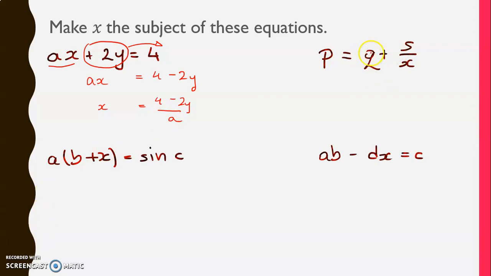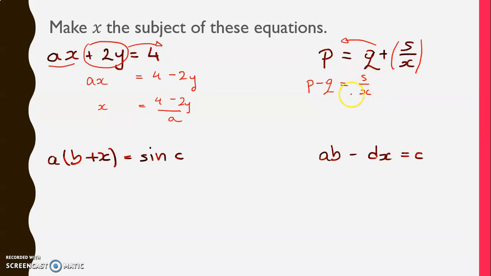Now in the next example we have p equals q plus s over x. A common misconception is to just move this x here, but we can't do that because as we can see we have a division, and then to this number we are adding q. So first we have to get rid of this q, we have to move the q to the other side. P minus q equals s over x.